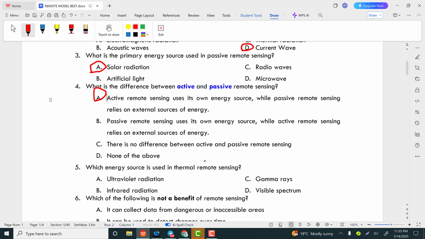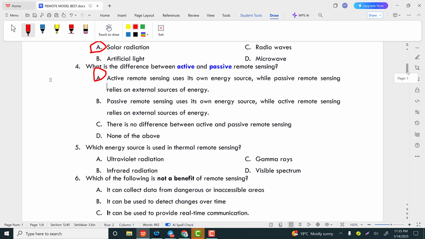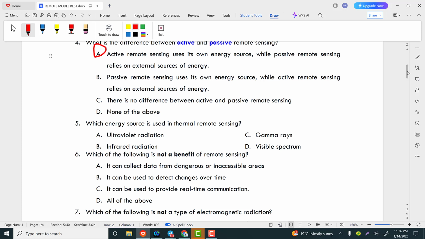Question number 5. Which energy source is used in thermal remote sensing? As you know, thermal remote sensing is helpful to measure the land surface temperature and other parameters on the surface, and thermal remote sensing is highly dependent on infrared radiation. So the answer is B, infrared. Ultraviolet ray and gamma ray are both short wavelength rays, and the visible light spectrum is also used in optical remote sensing. So the answer is B.